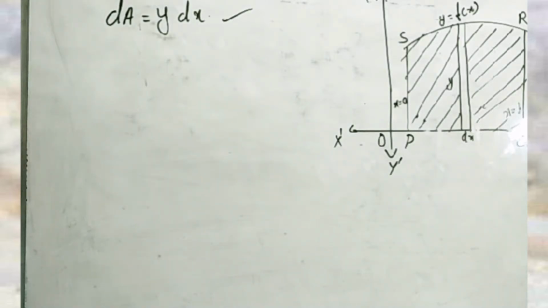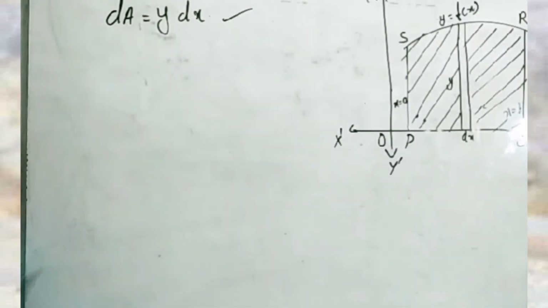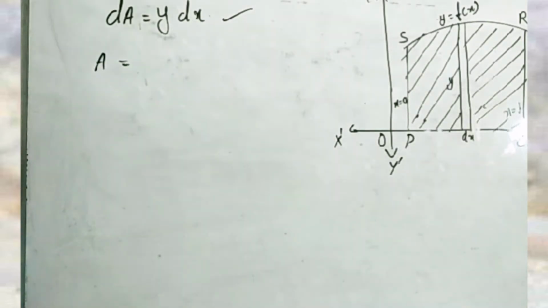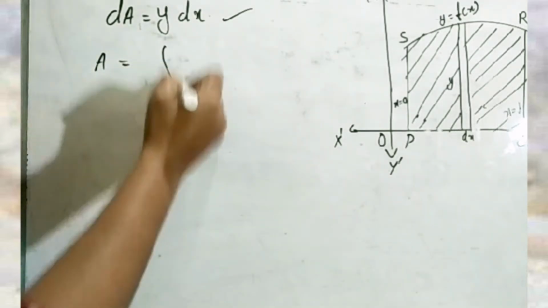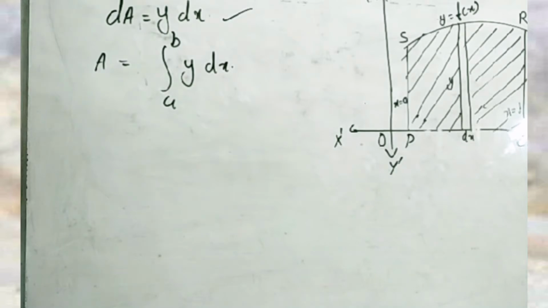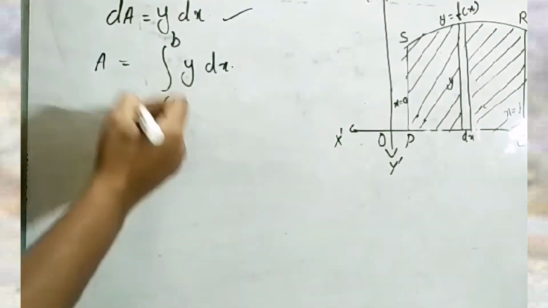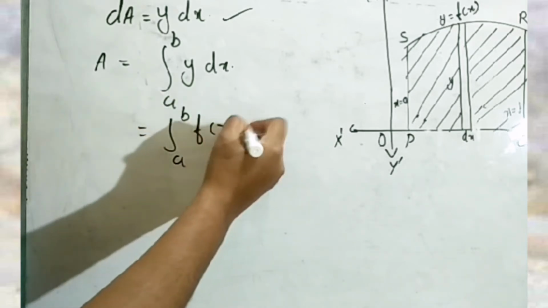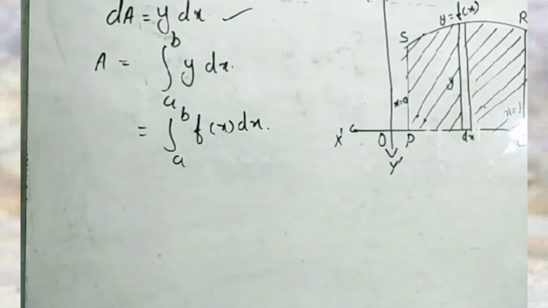Now suppose we need to get the area of that shaded region. In that shaded region, x varies from a to b. So by integration, the area of the shaded region, capital A, is equal to integral a to b y dx. And what is this y? y is equal to f of x. So A is equal to integral a to b f of x dx.